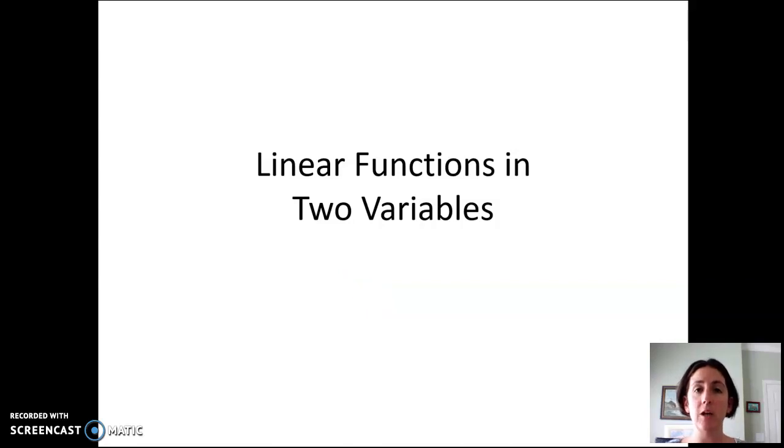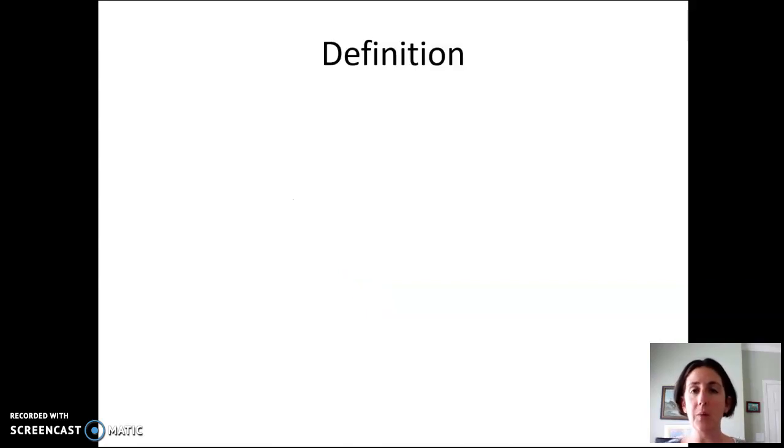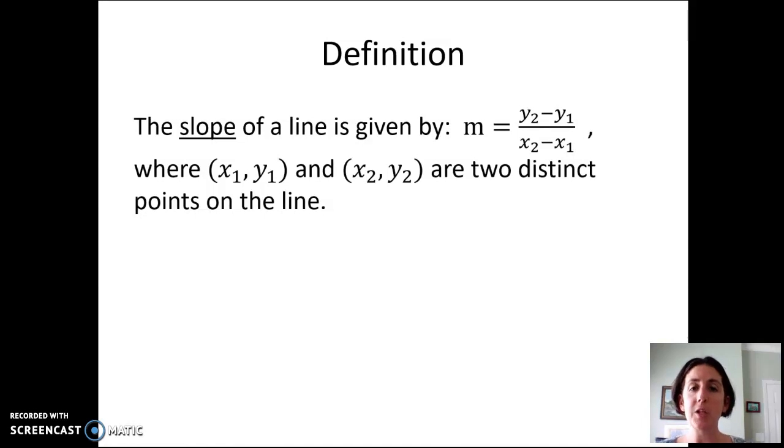Today we're going to talk about linear functions in two variables. Let's start with the definition of slope. The slope of a line is given by the formula y2 minus y1 over x2 minus x1, where x1, y1 and x2, y2 are two distinct points on the line.